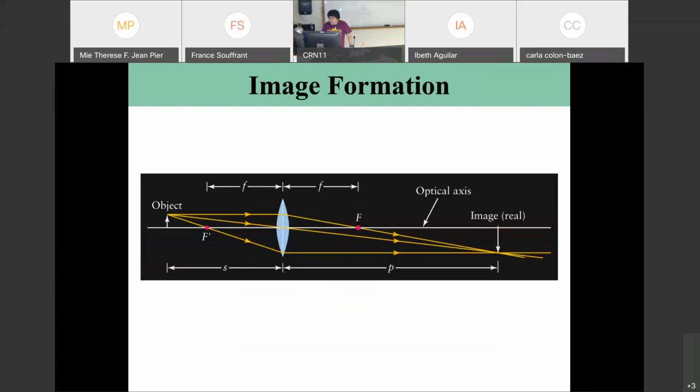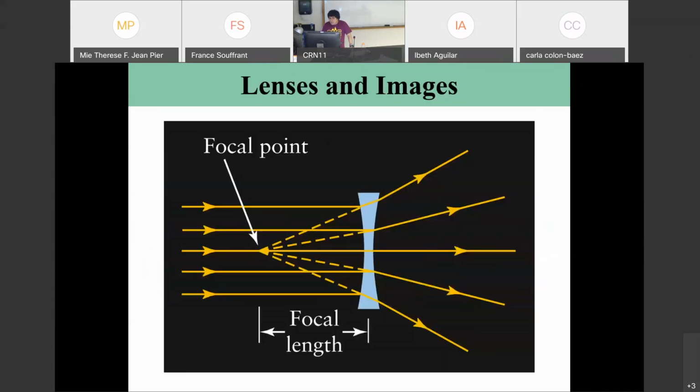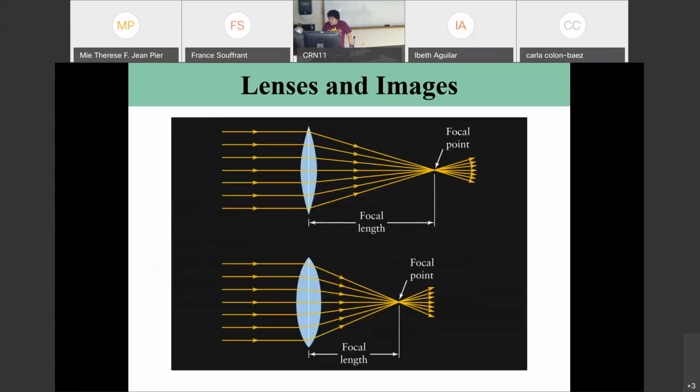Don't worry about image formation, guys. I just want you to understand the difference between these lenses and how we can use them. Convergent lenses are the ones that we use mostly in real life. In telescopes, for example, we call them the objective and the eyepiece, or compound microscopes.